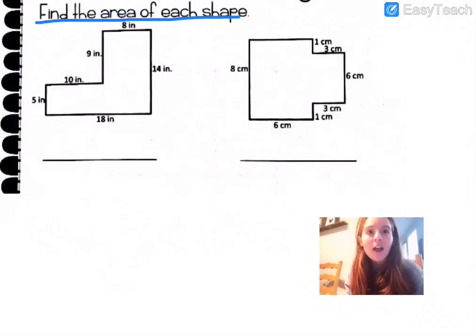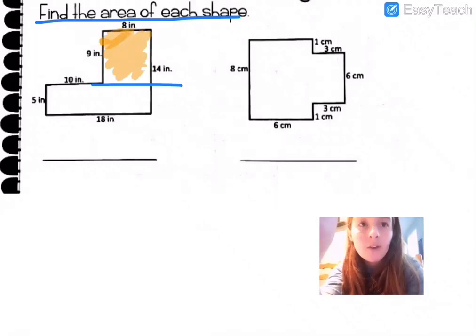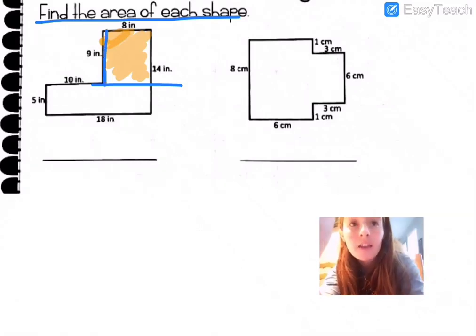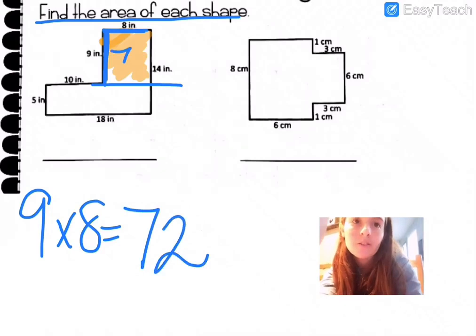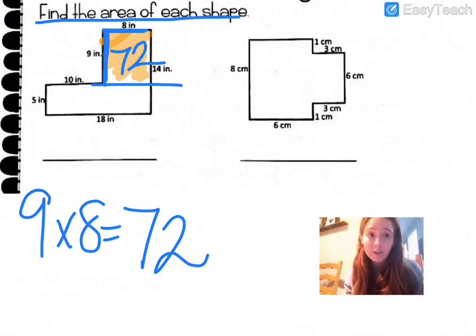And I'm trying to see how I can make this figure into two rectangles so that I can find my area. Well, if I were to put a line like this, that's not going to give me two rectangles. That's not really going to help me at all. What if I put my line like this? Do I then have two rectangles? Yeah, I do. Using the measurements I have, I want to see if I can find the area for just inside this rectangle. In order to do that, I need to look at this length times the width. I'm going to do 9 times 8, which is 72. And so 72 is the area of only that part of the figure, only that part of the shape.